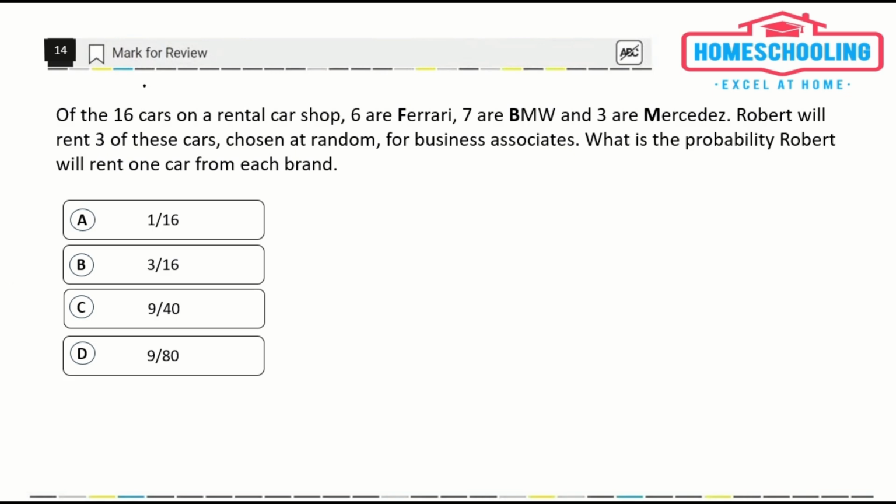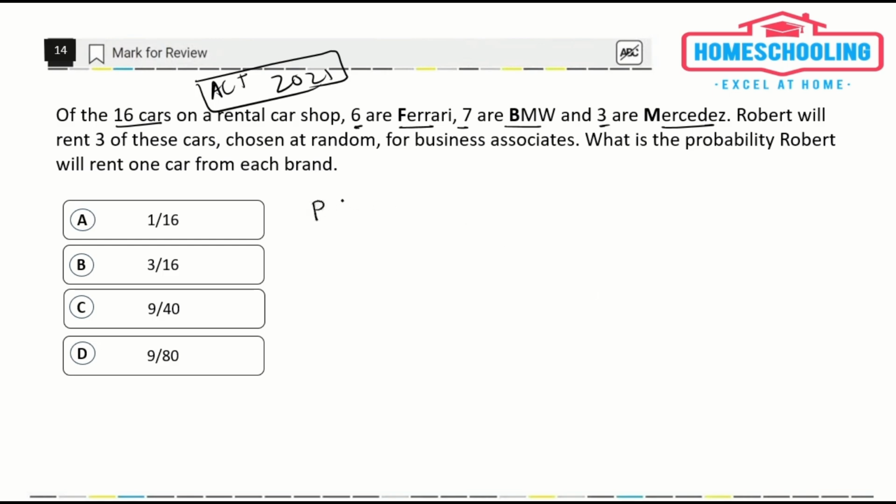And this is a question from ACT 2021. Most of my students were unable to score 800 out of 800 marks because of this question. So of the 16 cars in a rental car shop, 6 are Ferrari, 7 are BMW, and 3 are Mercedes. And the total is 16 cars. Robert will rent 3 of these cars chosen at random for business associates. What is the probability Robert will rent one car from each brand?